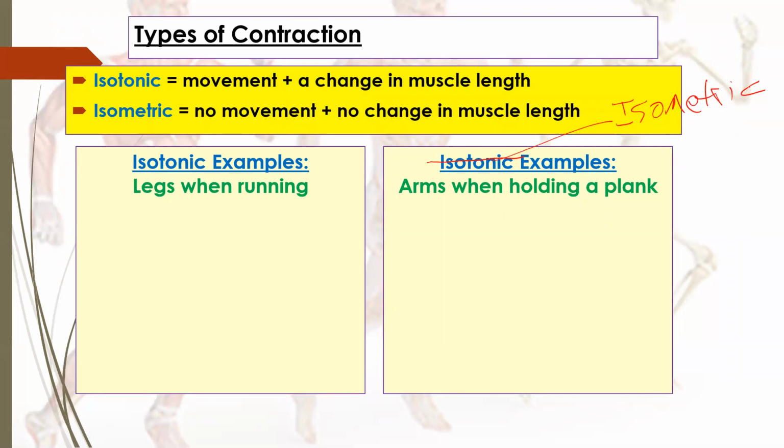So again, pause the video here. I'd like at least 4 or 5 examples for isotonic sporting actions. And then if you can, try and think of 4 or 5 isometric examples as well, based on those key rules. Pause the video here to complete that task.